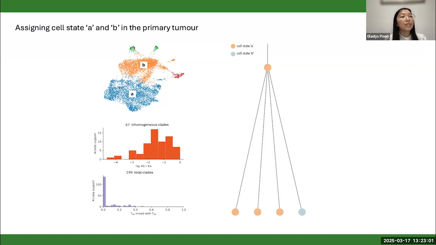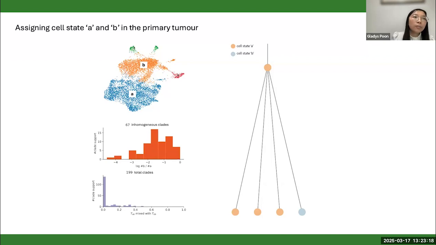And here I perform exactly the same measurement that I have been describing to you. So I first note the number of inhomogeneous clades there are from the lineage tracing data. Then I count the number of B cells versus the number of A cells.